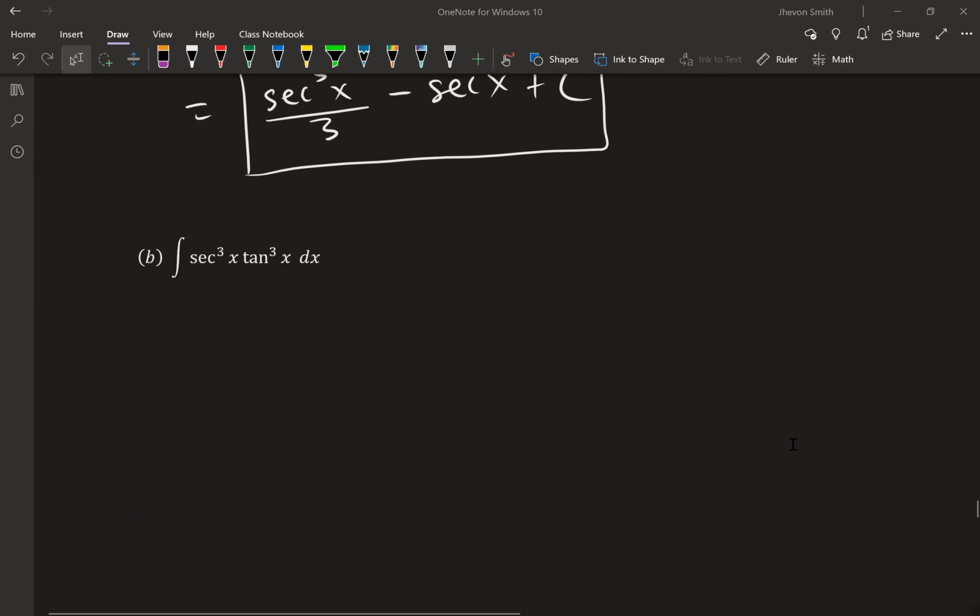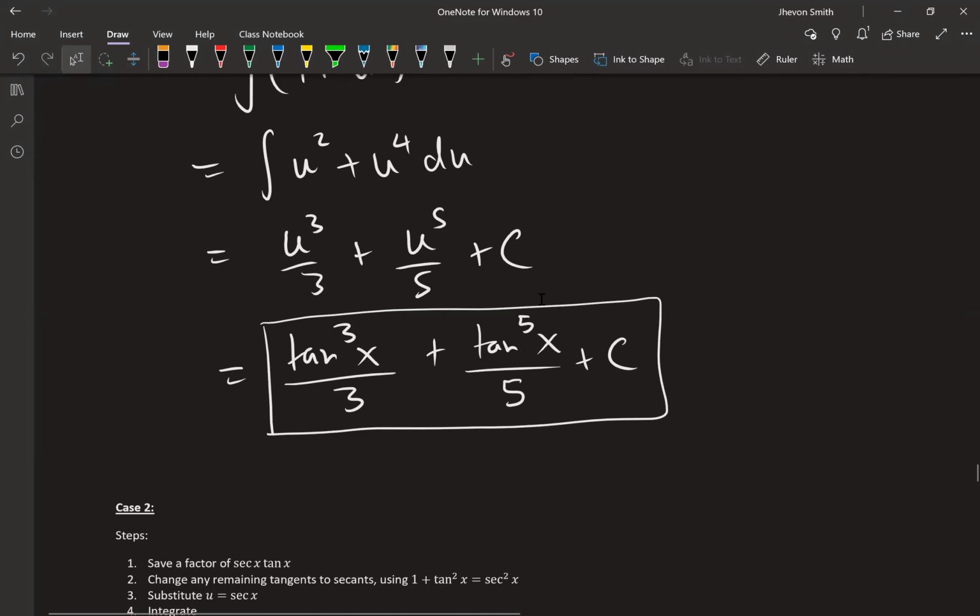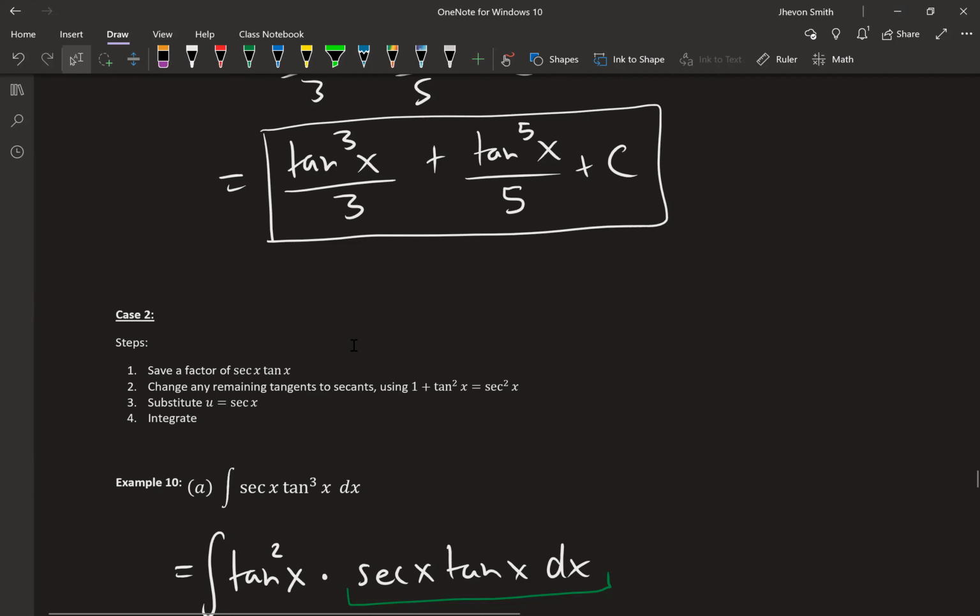So here we see that the power of tangent... Abdulrahman also wanted me to scroll up. Which example did you miss? I didn't see when you said that. Case two steps. Okay, here. Here are the steps for case two. And take a screenshot of them or something if you want to.